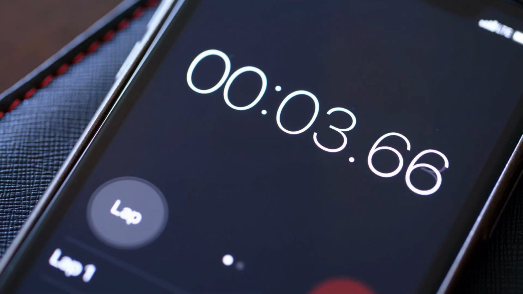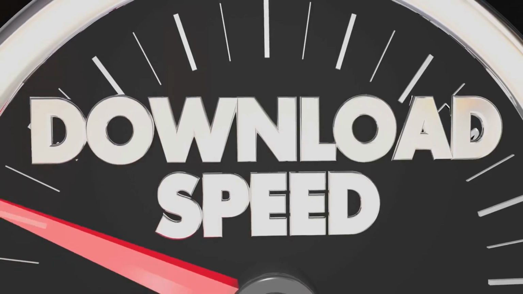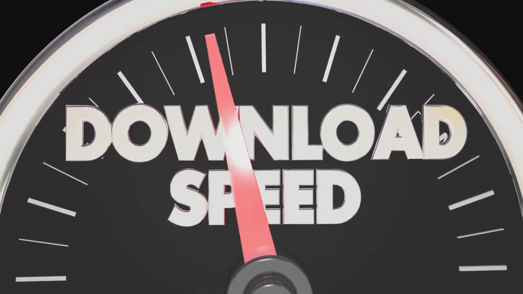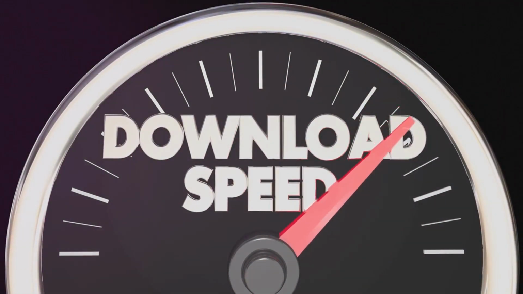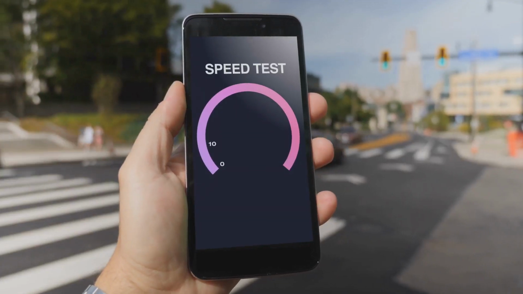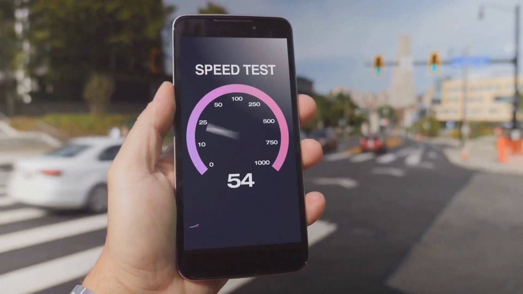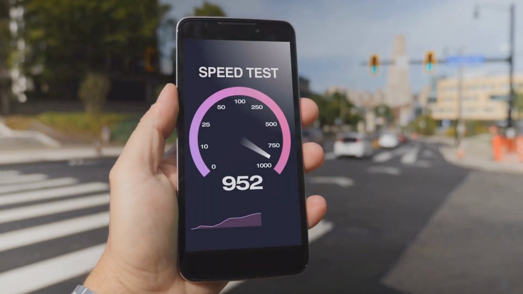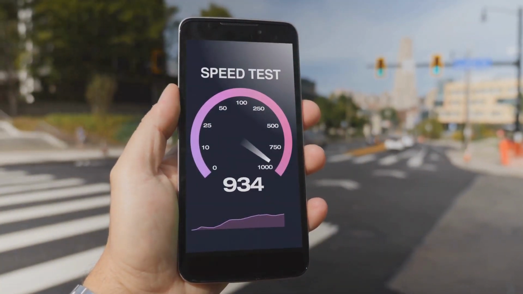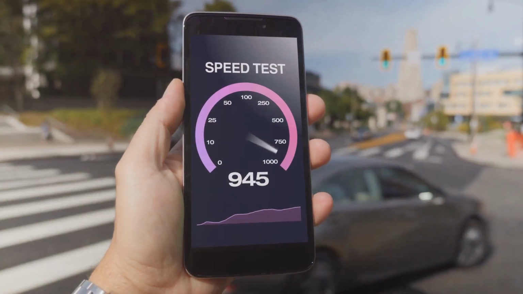We measure latency in milliseconds. A millisecond is 1,000th of a second, so even small differences in latency can have a noticeable impact on your online experience. Low latency means that data travels quickly, resulting in faster load times and smoother performance. High latency, on the other hand, means slower data transfer, which can lead to frustrating delays, buffering, and lag. This is especially important for activities that require real-time data transmission, such as online gaming, video conferencing, and live streaming.